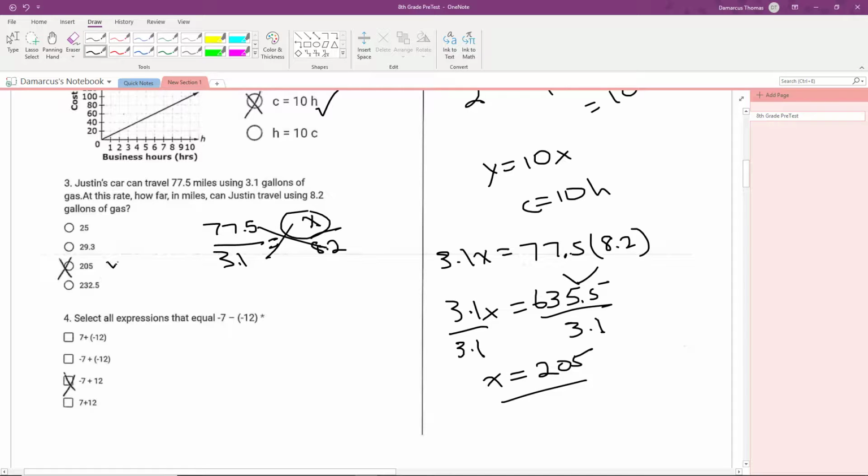And so there it is. There's the check mark there. Here it says select all expressions that equal -7 minus a -12. -7, the two minus signs turn positive, so it becomes +12. And we know if we finish it off, that's equal to 5. Now, which equation, which solution represents that? This one. It's the only one that does.